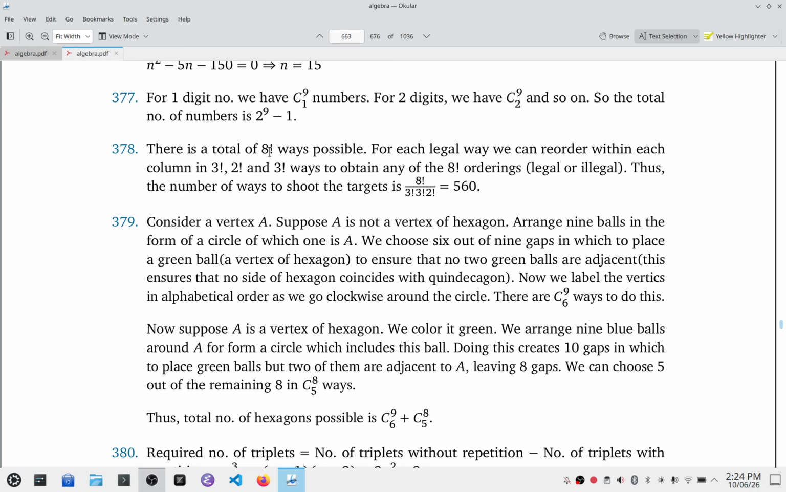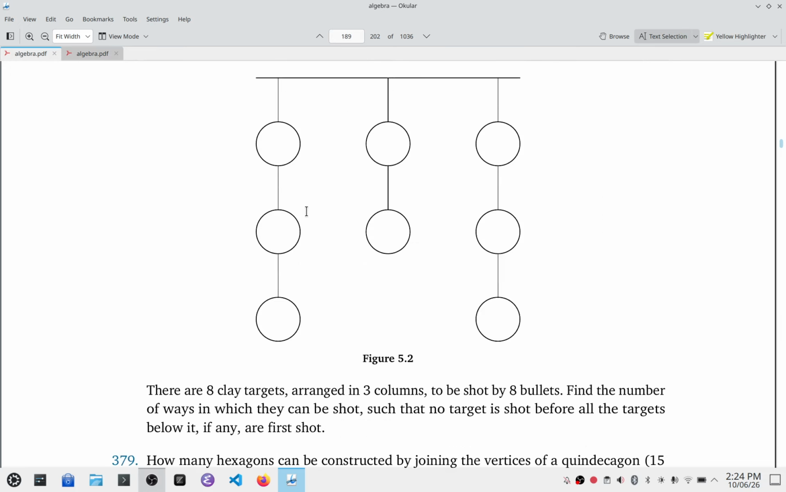So we have a total of 8 factorial ways possible. For each legal way, we can reorder within each column in 3 factorial, 2 factorial and 3 factorial ways to obtain any of the 8 factorial orderings, legal or illegal. Thus, the number of ways to shoot the targets is 8 factorial divided by 3 factorial multiplied by 3 factorial multiplied by 2 factorial, which is 560.